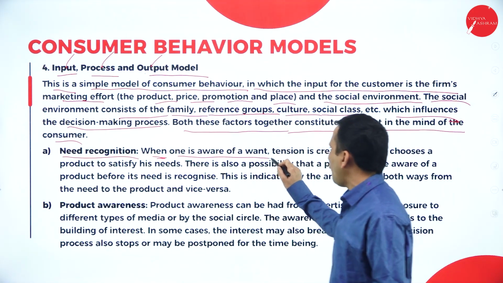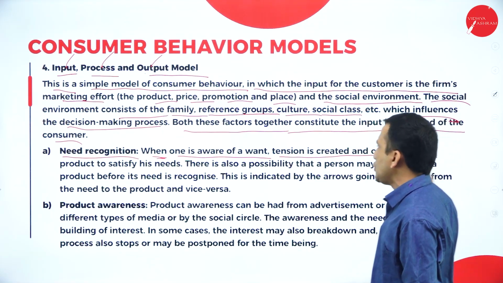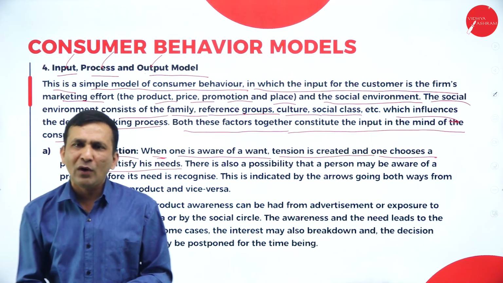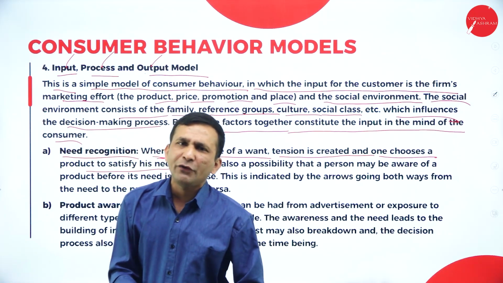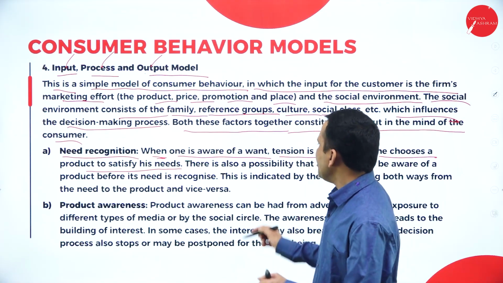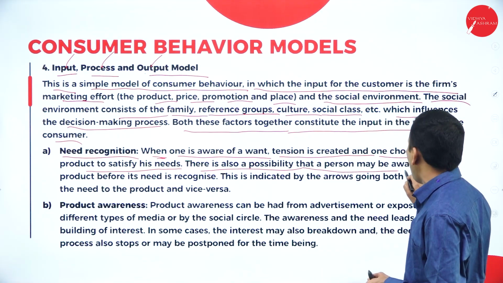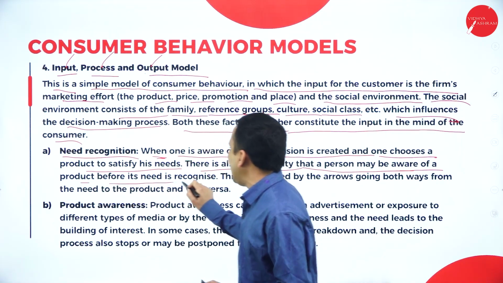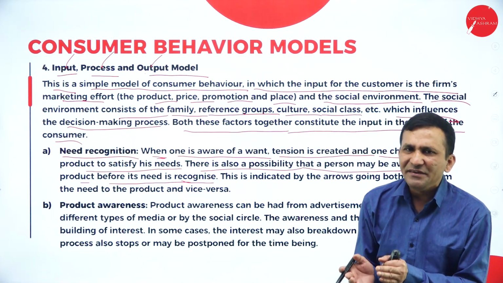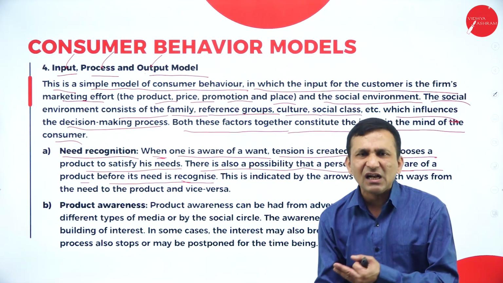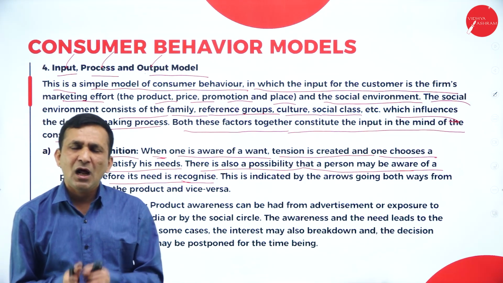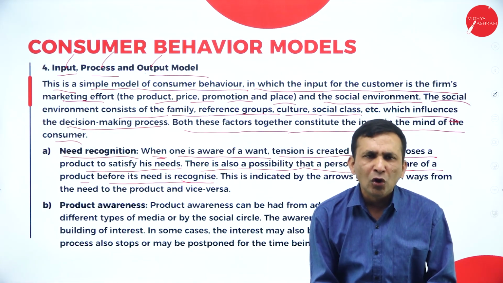When one is aware of a want, tension is created, and one chooses a product to satisfy the need, because we are able to identify different types of consumers. Every consumer gives first priority to the basic requirement, and only then goes for other needs. There is also a possibility that the person may be aware of the product before the need is recognized. Consumers involved in some other activity, or using an Android phone, get to know the product, somebody referred it, or through an advertisement or window display. So they get to know the real requirement.